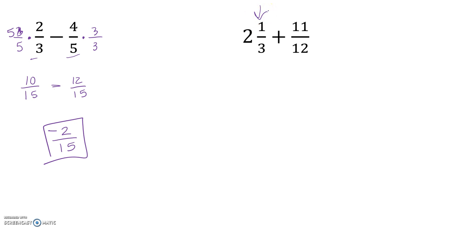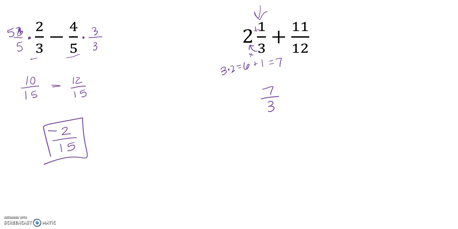Typically in honors geometry, we want you to express your answers as improper fractions instead of mixed numbers. So let's convert this mixed number into an improper fraction. To do that, you multiply the 2 and the 3 together. So 3 times 2 is 6. And then you add the number that's on top. 6 plus 1 is 7. So 2 1/3 is the same as 7/3.